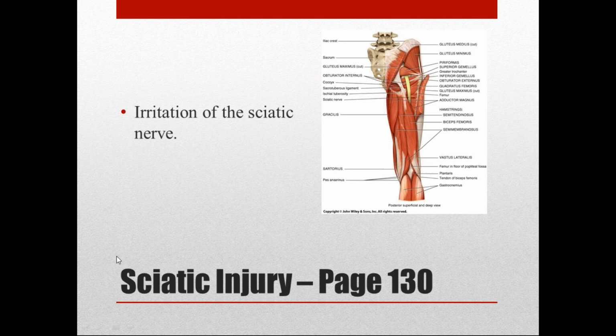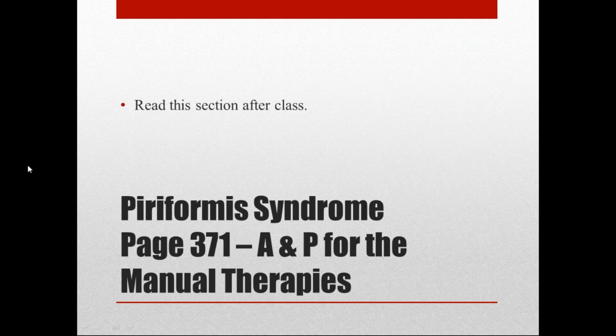Okay, so sciatic injuries are on page 130. There's lots of different reasons why you would have a sciatic injury. A lot of the time they link it directly to disc problems in your back as well. This is why you guys learn straight leg testing, stuff like that, because of the complexities of what happens in the lumbosacral region. After class, I'm recommending you go into your anatomy and physiology book and read about piriformis syndrome on page 371. If you haven't already when you took those muscles, it's a good read.